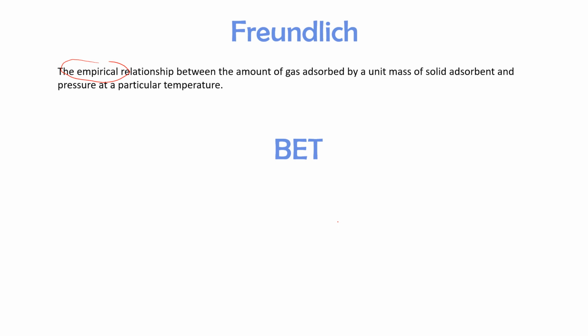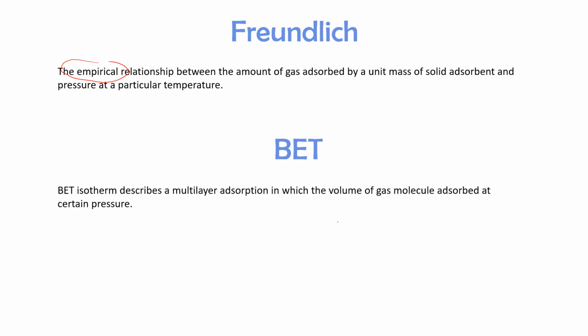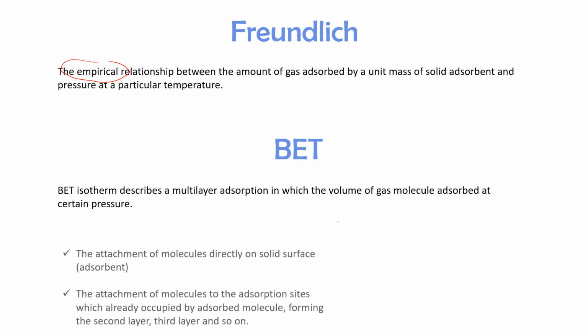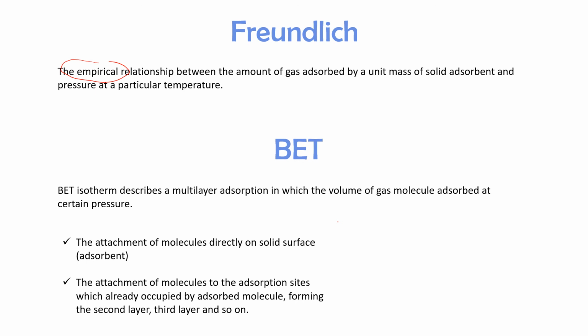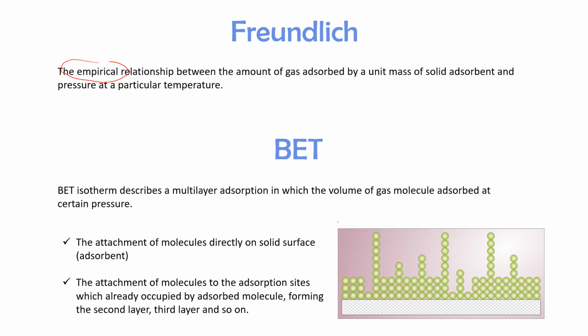For BET or Brunauer-Emmett-Teller, the BET isotherm describes a multilayer adsorption in which the volume of gas molecule adsorbed at a certain pressure. In this case, there is attachment of molecules directly on the solid surface of the adsorbent and attachment of molecules to the adsorption sites which are already occupied by the adsorbed molecules, forming the second layer, third layer, and so on.